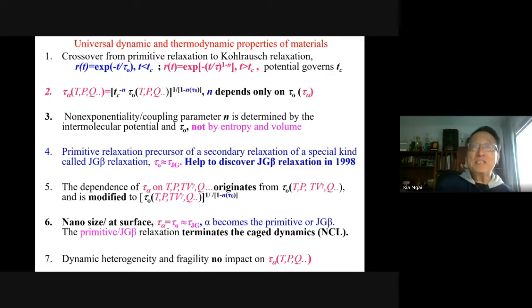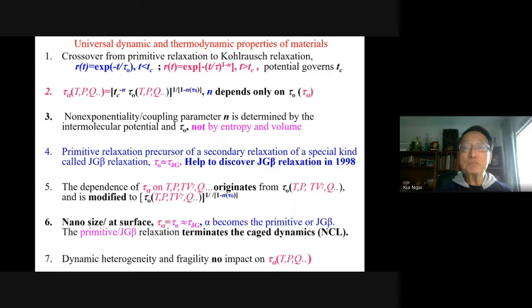So that means this coupling parameter, item number 3, is determined by the intermolecular potential and tau 0, and that's the important conclusion, not by entropy and volume. In other words, thermodynamic condition is a separate issue. Don't mess around with the n here, or the Kohlrausch parameter 1 minus n. At any tau alpha, with fixed tau 0, they are the same. They don't care about your entropy and volume. And that is very important. Most theories would not worry about that, but that is the truth. Okay, let's go on to the next one.